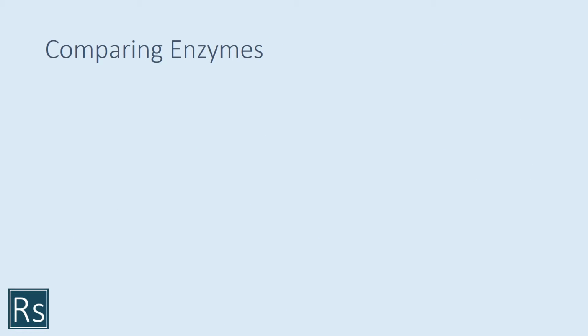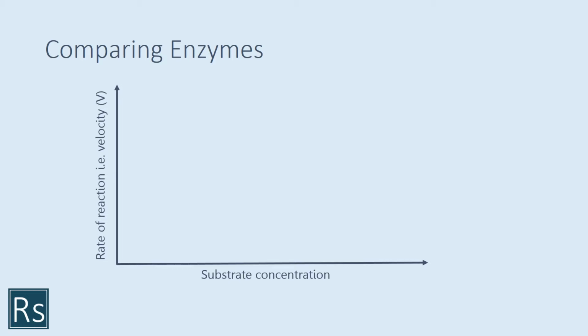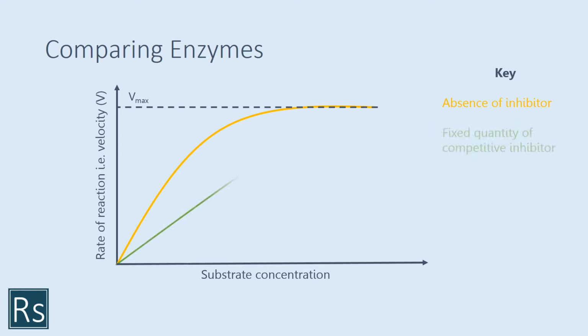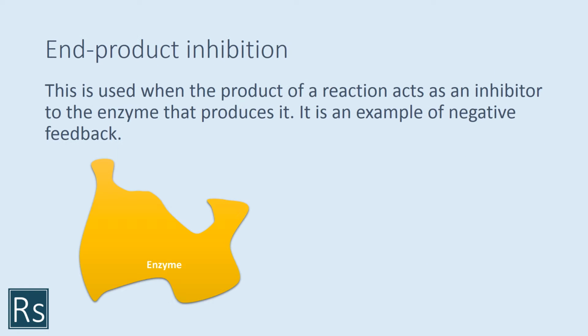Here you can see the earlier information represented on a graph of substrate concentration against rate of reaction. The yellow line represents the reaction taking place without any inhibitors, and you can see that where it levels off it reaches its Vmax. Were we to add a fixed quantity of competitive inhibitor, you can see that the rate of reaction slows, however the reaction still reaches its Vmax. The orange line shows a fixed quantity of non-competitive inhibitor being added. Again, you can see the rate of reaction slows, but more importantly, the reaction does not reach Vmax.